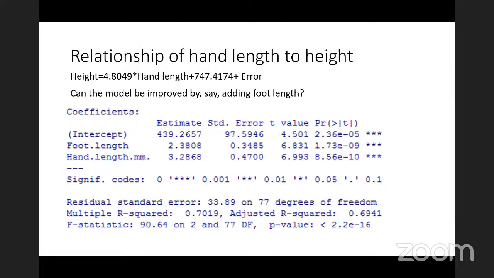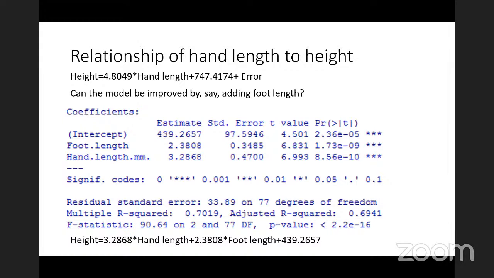So once we see that there's some improvement, we get into the coefficients. We look at the estimates of the foot length plus hand length, and we have a different equation over here. Over here, we get a new regression equation.